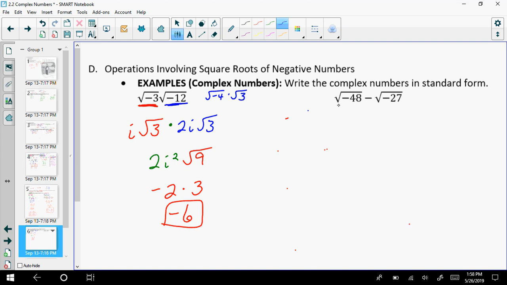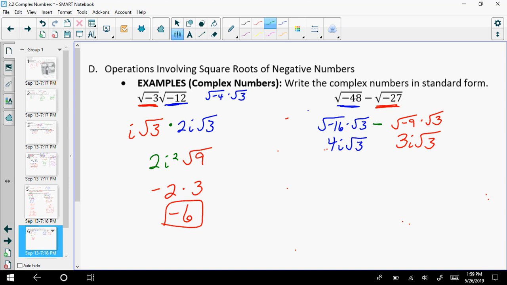Let's simplify them first. So 48 is not a perfect square, but I'd like to find the biggest perfect square in it, which is 16 and 3. So the square root of 16 would be 4, but it's going to be 4i because of the negative, and then square root 3. Now let's do the other one. 27 is not perfect, but the perfect square in it is 9. So that's going to be -9 and 3, which becomes 3i square root 3.